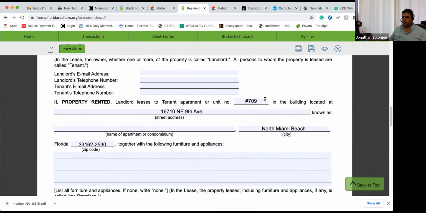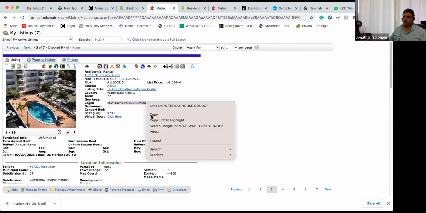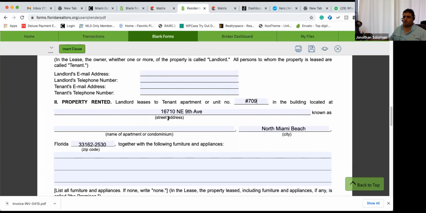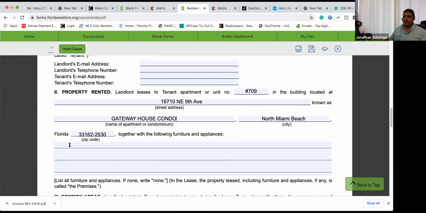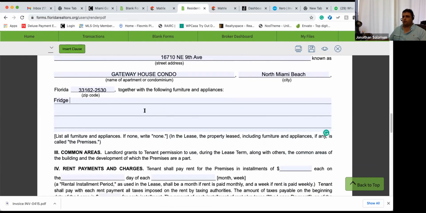The parties' names, then the parties' contact information, the unit number, the address, name of the condominium, which you can always find on the MLS, the city, the zip code, any additional personal items that are included with the lease, whether it's fridge, stove, furniture of some kind, anything that comes together with the lease, we need to include here.